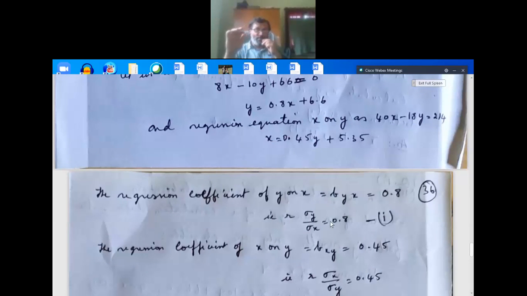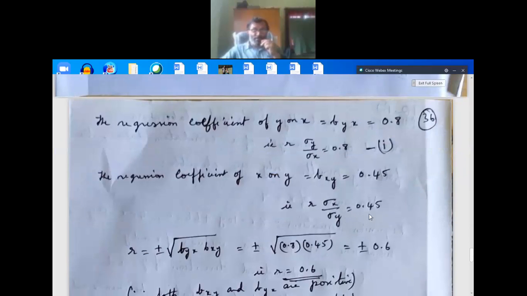R into sigma y by sigma x is 0.8. Take it as equation 1. Then regression coefficient of x on y, we got bxy is 0.45. The coefficient of y is R into sigma x by sigma y is 0.45. This is byx, this is bxy.